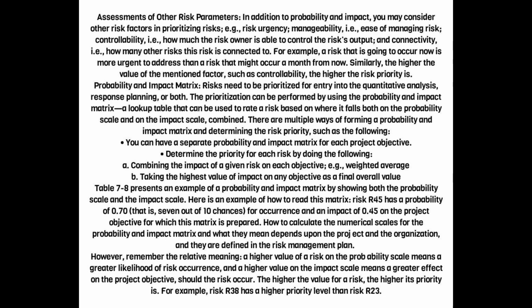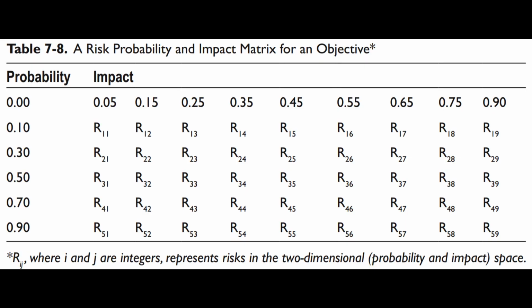However, remember the relative meaning. A higher value of a risk on the probability scale means a greater likelihood of risk occurrence, and a higher value on the impact scale means a greater effect on the project objective, should the risk occur. The higher the value for a risk, the higher its priority is. For example, risk R38 has a higher priority level than risk R23.